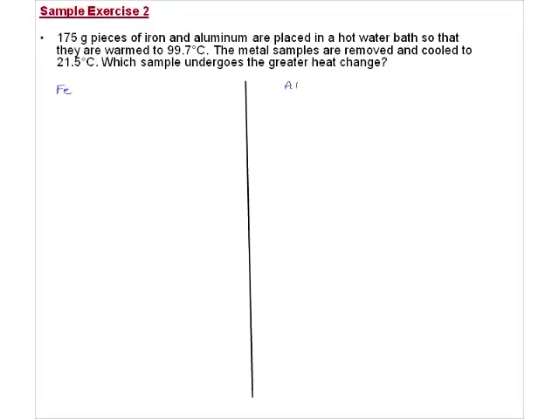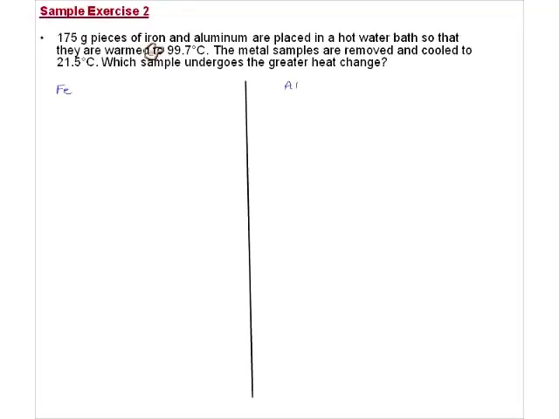Here's another example where we compare two types of metals. We're going to compare iron to aluminum. We've got equal masses of these substances, 175 grams. They're warmed in a hot water bath to 99.7. So what that means is they were put in boiling water, and they sat in boiling water for a long period of time. So we know that the iron and the aluminum will be the same temperature as the boiling water, right? They're at thermal equilibrium.